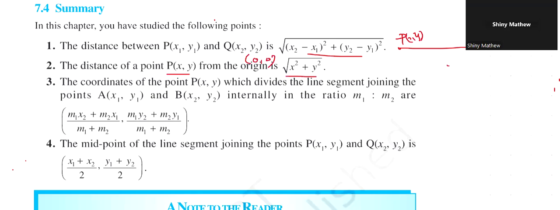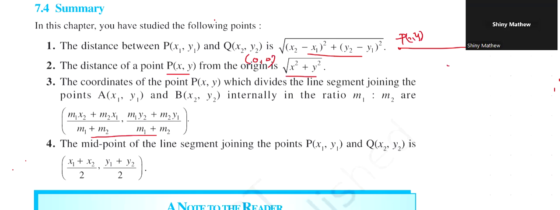Then the third formula, the coordinates of the point P(x, y), which divides the line segment joining the points A(x1, y1) and B(x2, y2) internally in the ratio m1 is to m2. The formula is this one. This formula is known as section formula. m1 x2 plus m2 x1 divided by m1 plus m2 and m1 y2 plus m2 y1 divided by m1 plus m2.